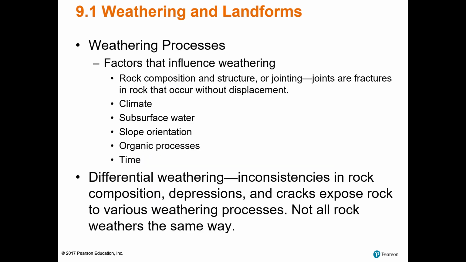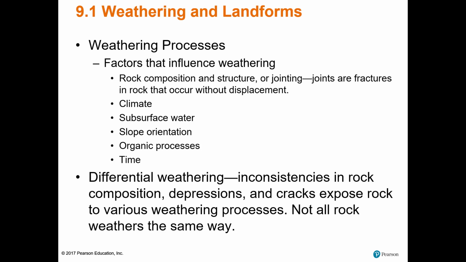So the factors that influence weathering: the rock composition and structure or jointing. A joint is defined as fractures in the rock that occur without displacement. Climate will also affect the weathering process. Subsurface water is part of the water table that occurs below the surface. The slope orientation: is it facing the sun, and how is it affected by winds and exposure?